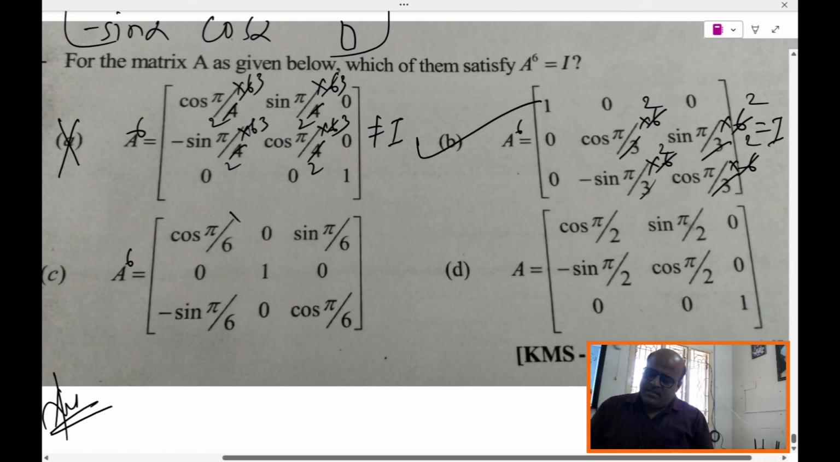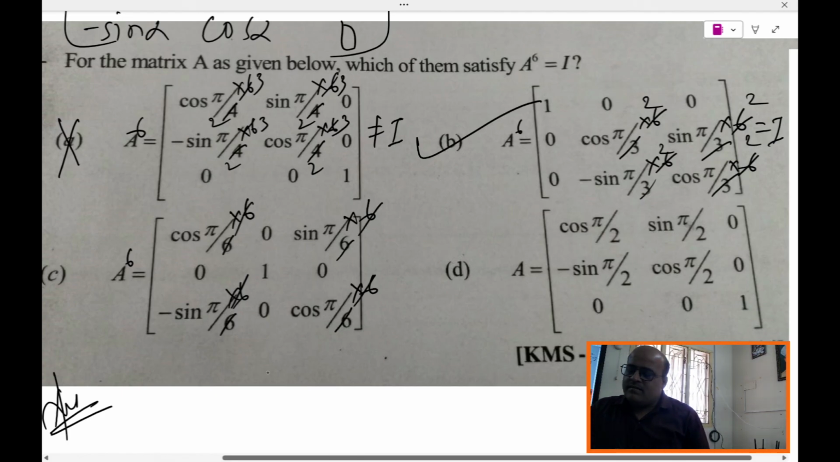So A power 6, here the 6 cancels, every place is sin pi value, cos pi minus 1. So here this identity won't come.